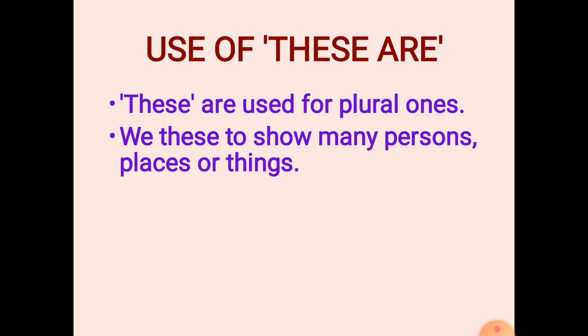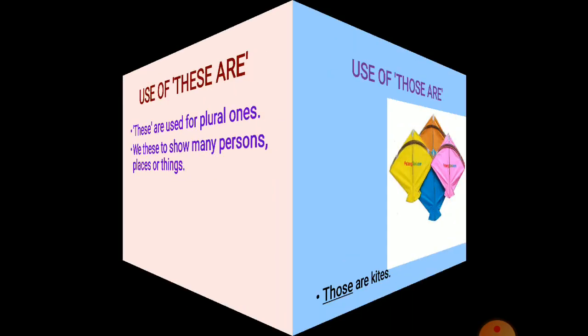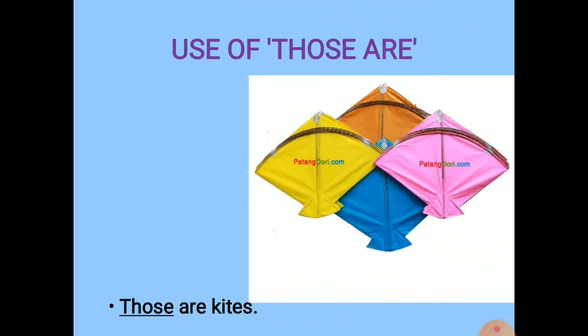Now let's talk about the use of those. Again, I would like to show you some examples. Use of those are. Here in this picture you can see some beautiful kites. So, those are kites. The kites are far away from us and there is not a single kite. There are 3 kites, so we have used here those. Those are kites.